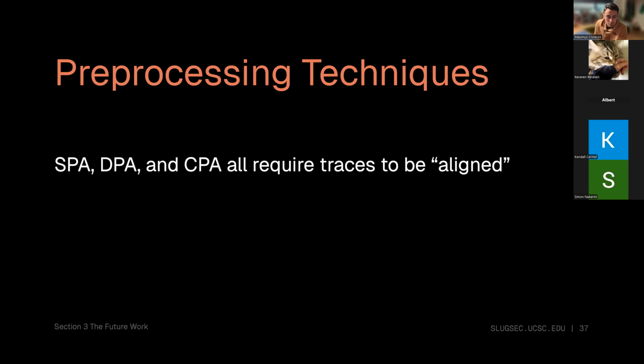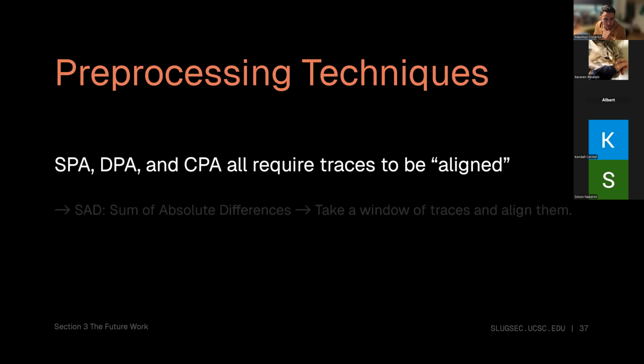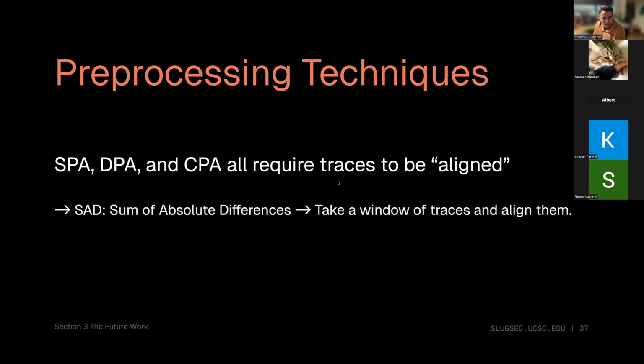SPA, DPA, and CPA all require traces to be aligned. So what happens is you'll see a lot of jitter every time you try to record power traces. Again, other teams might thwart your ability to measure power traces by adding random delay or increasing the amount of computation being performed, which leads you astray. So as a result, we have these techniques to combat that.